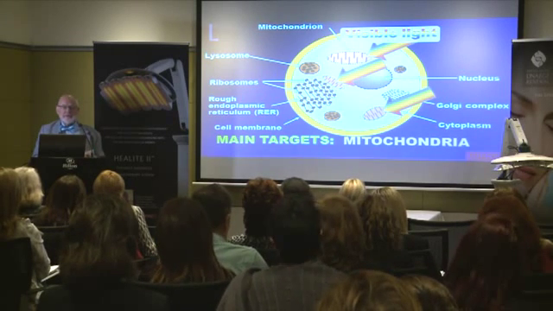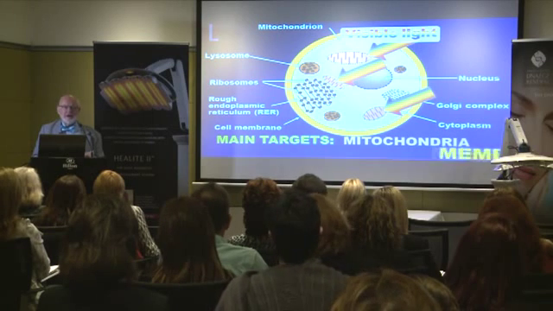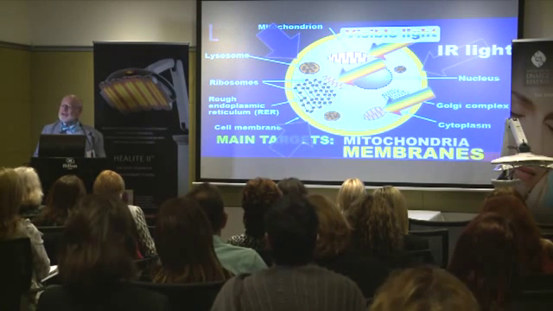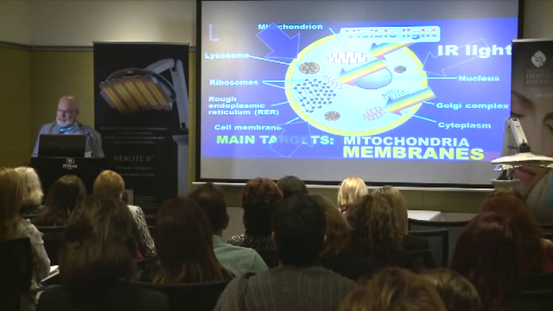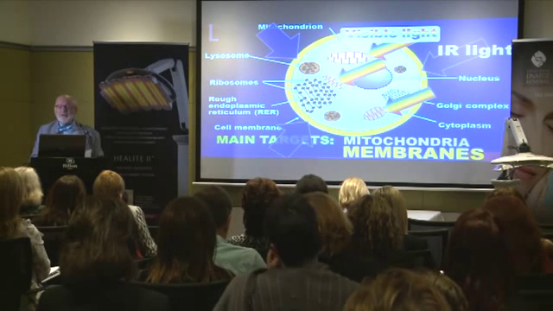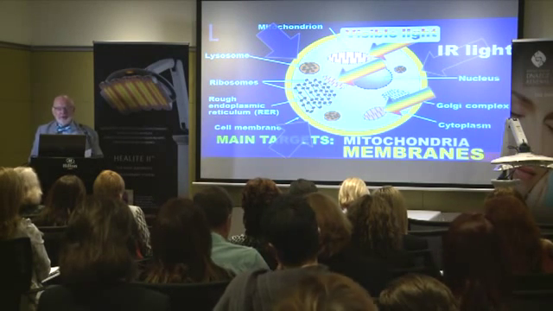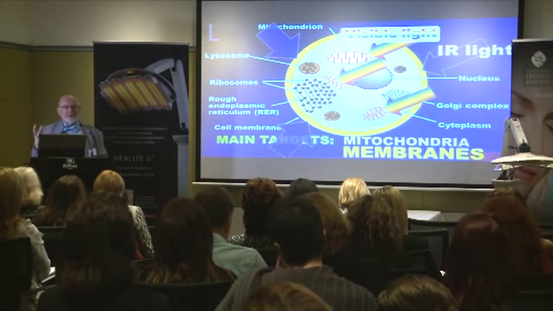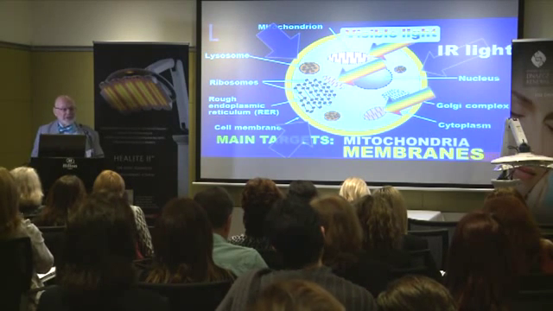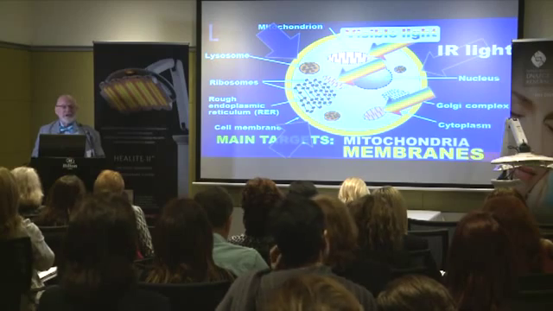What about the cell membrane? It's a much larger target. And this is the target for IR light, infrared light. Because it's a long wavelength, the cell membrane is the primary target, and this is where the reaction occurs for invisible infrared light, not within the mitochondrion primarily.